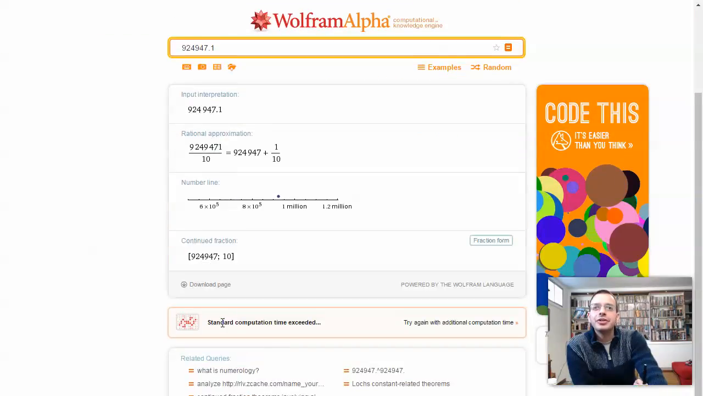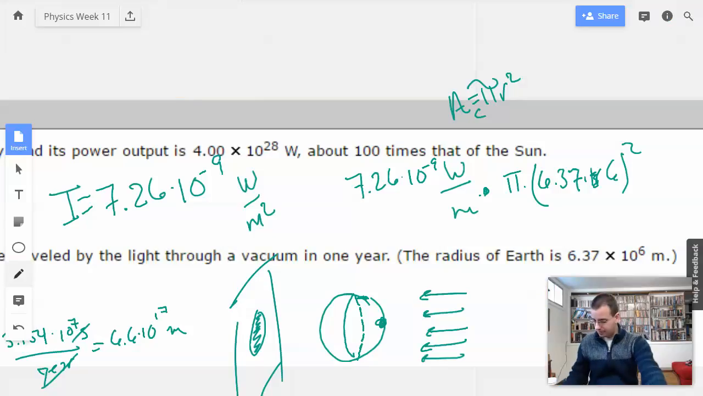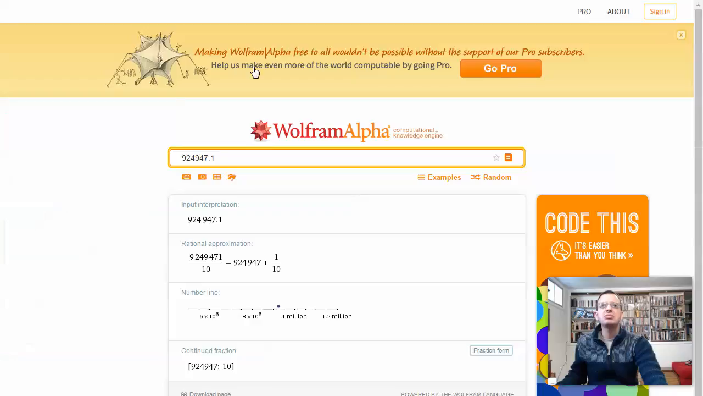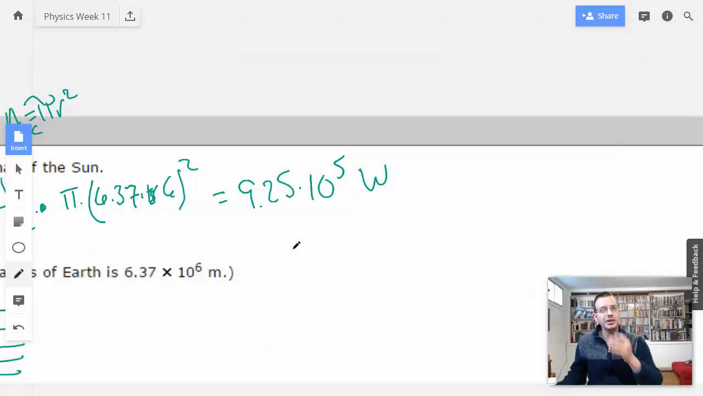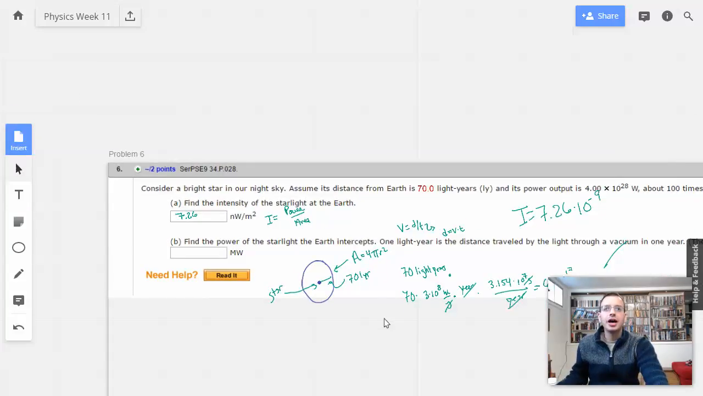I want scientific notation. 9.25 times 10 to the 5th watts, which is actually pretty good. That's pretty good. That's respectable. That's like 925 kilowatts. So that's, yeah, that's good. But they want it in megawatts.